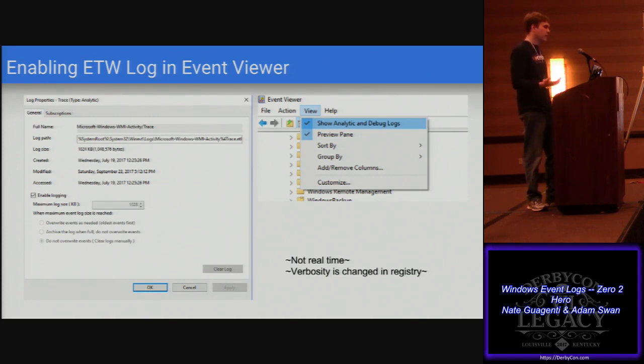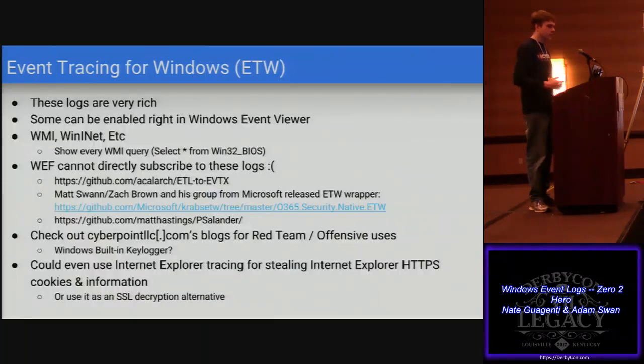So I didn't see this in any of the other event tracing talks, but you can just go into Windows Event Viewer, go to Show Analytic and Debug Logs, enable the log, and now you're grabbing event tracing. It's not real time. It can be more verbose, but you have to make changes in the registry. There's links about how to do that in the resources section. And the other problem is it's not subscribable by WEF.